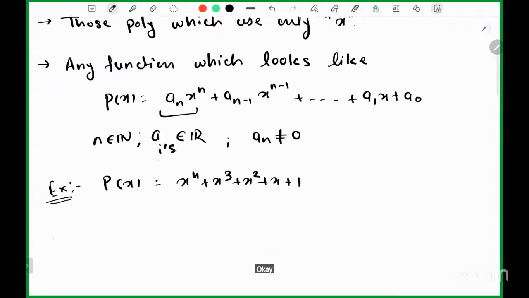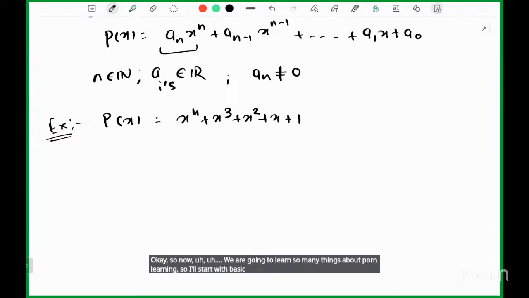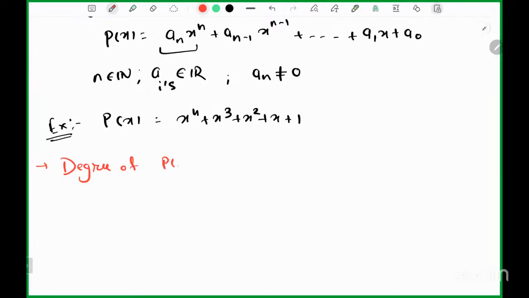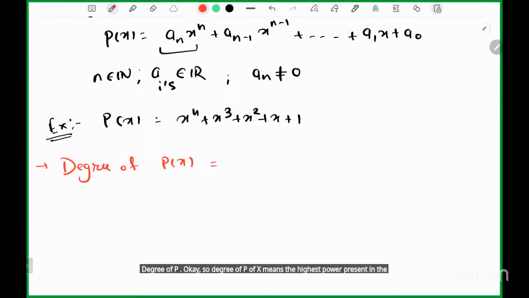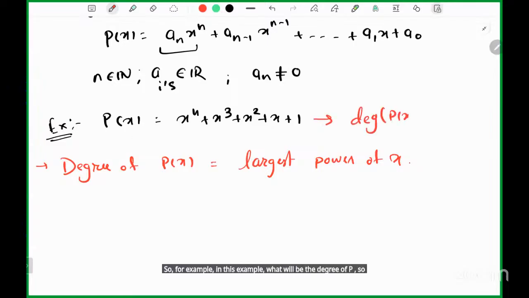Okay. So now we are going to learn many things about polynomials. I'll start with basic terminology. What is the degree of a polynomial? Degree of p of x means the highest power present in the polynomial, right? So you can say the largest power of x. That is known as the degree of a polynomial. So for example, in this example, what will be the degree of p of x? Degree of p of x is nothing but 4, because the largest power of x is 4, right? It's known as the degree of a polynomial.